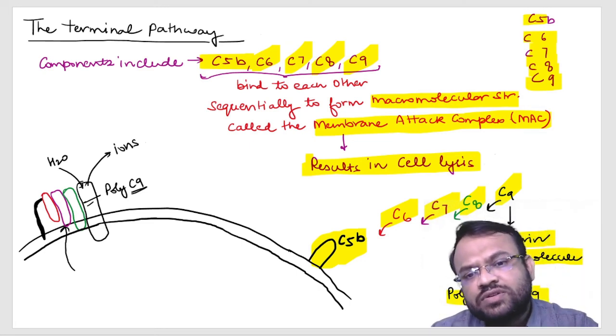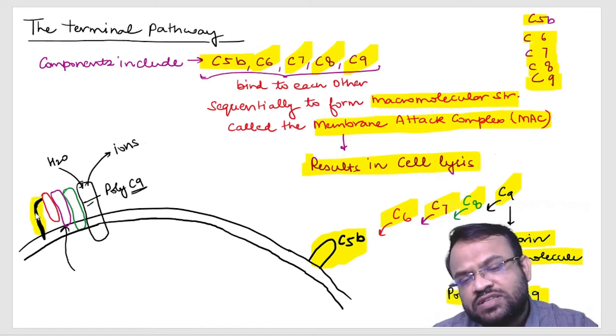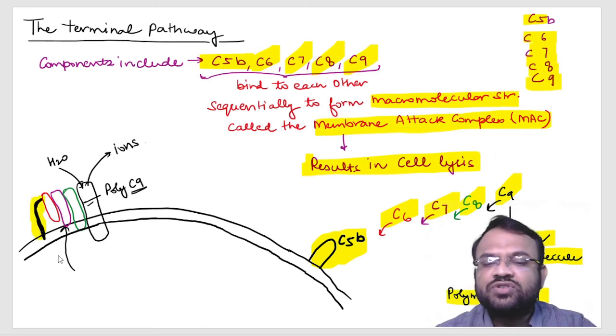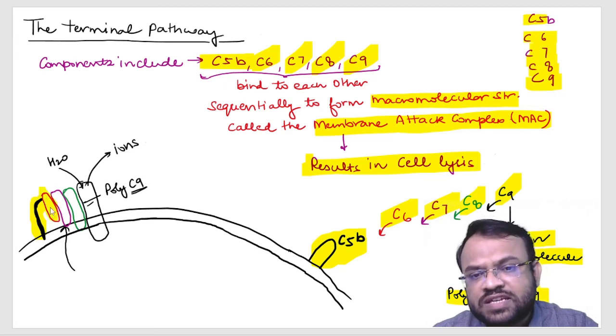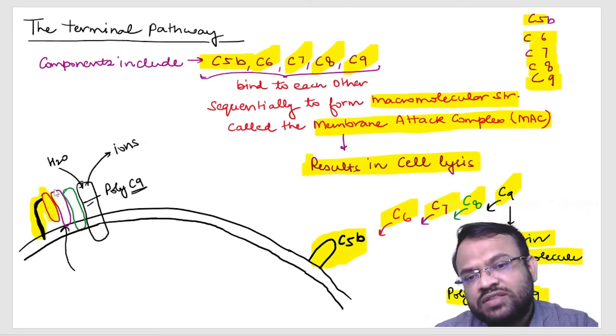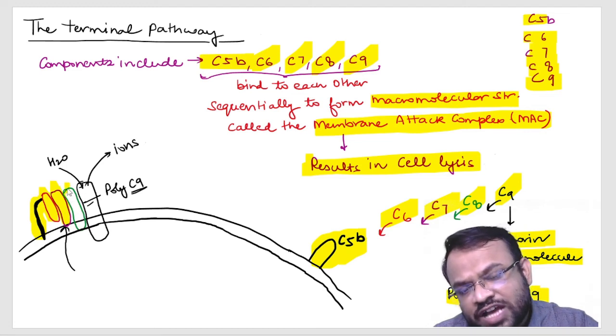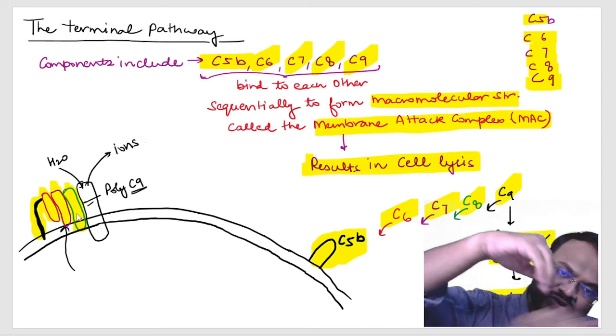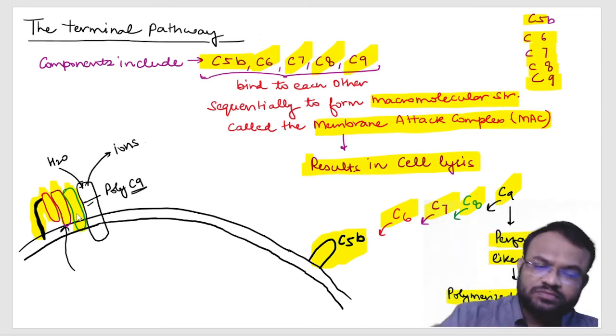Now let me finally talk about this. Suppose this was C5. Now you can see this C5b is present on the surface. C6 comes and binds to C5b. Now C7 comes over here. Now you can see gradually they are penetrating the surface of the cell.